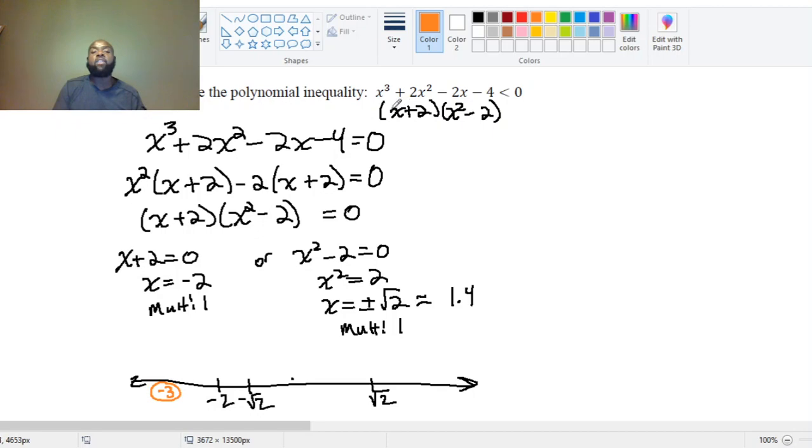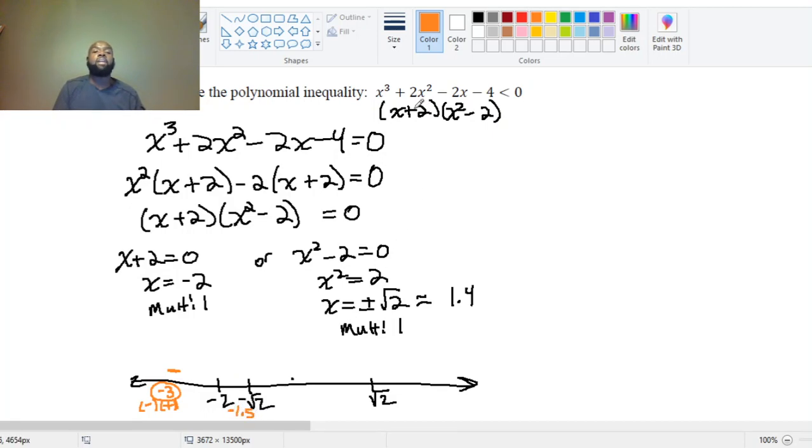If I plug in -3 into this inequality, that's factored, so I don't have to do those calculations in my head. All right, when I plug in -3 here, I get a negative sign in that first parenthesis, but -3 squared is 9. 9 minus 2 is a positive number. So I'm going to get a negative times a positive, which is a negative. All right, I'm going to pick a number between -2 and negative square root of 2, like -1.5.